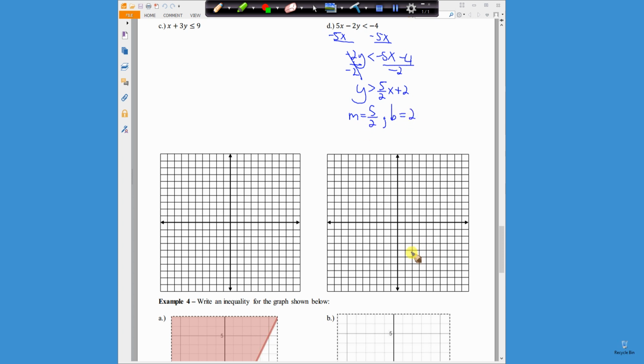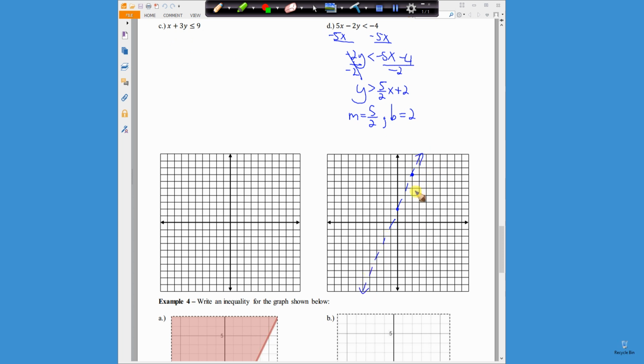Again, same idea. Going to graph this. B is 2, and slope is up 5 over 2. So up here. Again, this is greater than, so it's a dashed line. This example here is less than or equal, so this would be a solid line. But this example again is a dashed line because it's only greater than, so I'm drawing a dashed line here through these 2 points.